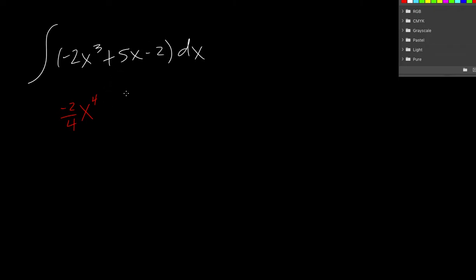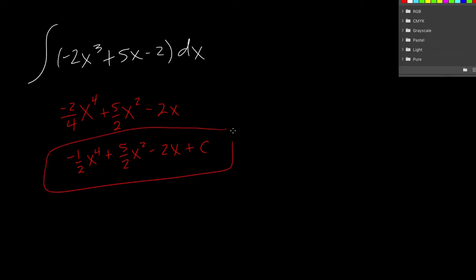Raise the exponent, so it's x squared, divide by the new one, so it's 5/2, and then negative 2 just goes to an x, okay? Because we raise it to a 1, and then we divide by a 1, okay? The only thing that needs to be simplified right here is negative 1/2, and since there could be a constant and it wouldn't change that, we want to put plus c on the end of that.